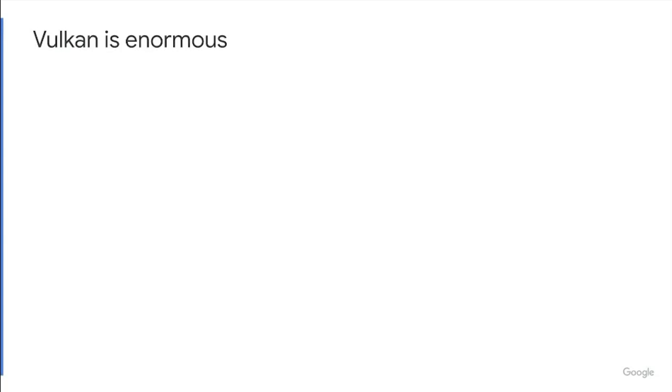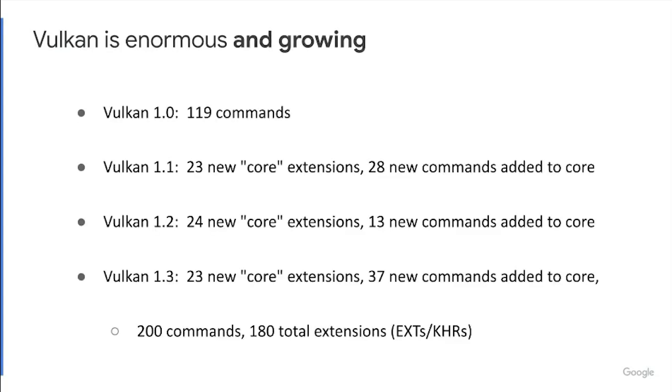Vulkan is also enormous. And I have some stats on this because it's enormous and growing. In 5 years from 1.0 to 1.3, it's roughly doubled in terms of commands and extensions. I don't have stats on the last 2 years, or on what a future 1.4 will look like, but I think it's something like another 40 extensions. And a lot of you probably don't care about a large number of these to solve your particular problem. So it makes consuming the API, again, very difficult.